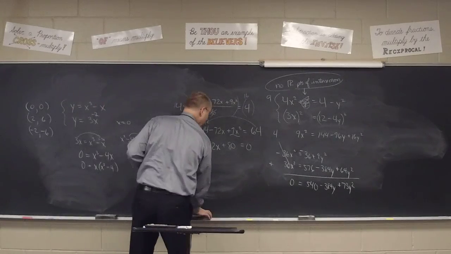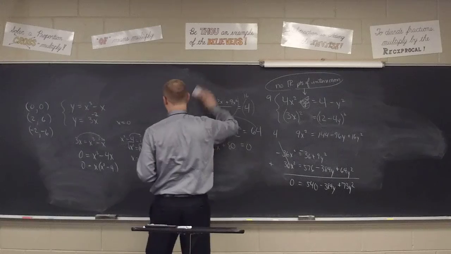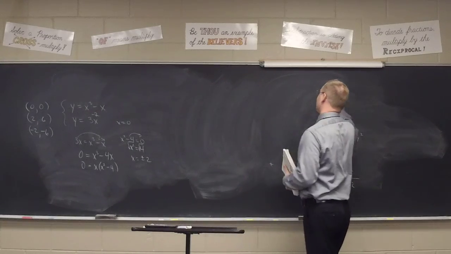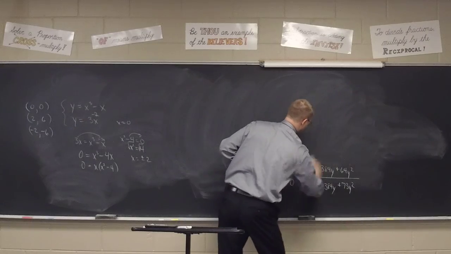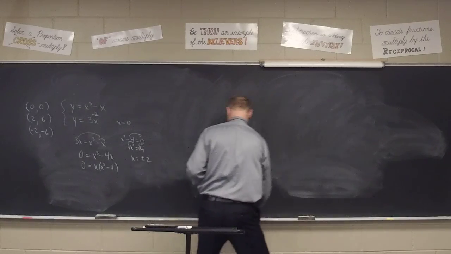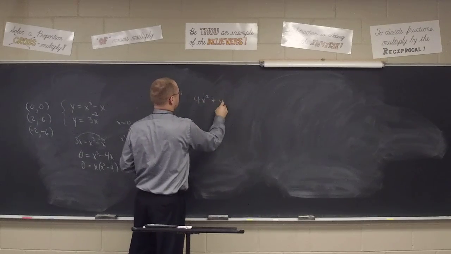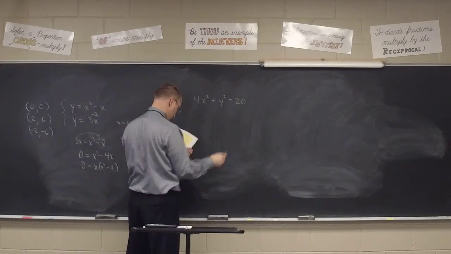Number 10. Top equation is 4x squared plus 4y squared equals 20. Yeah, but what is that? It's an ellipse. And the lower equation? Straight line. Now, the last time we had one of these, it missed. So maybe this time it will actually intersect. Let's find out.